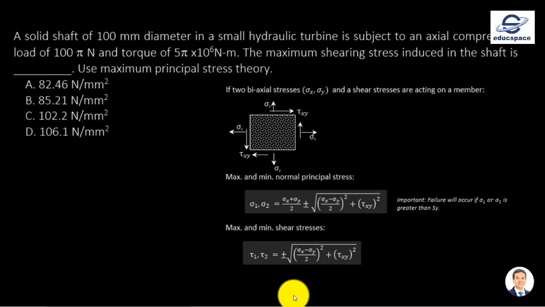Next problem, a solid shaft of 100 mm in diameter in a small hydraulic turbine is subject to an axial compressive load of 100 pi newtons and torque of 5 pi times 10 to the 6 newton meter. The maximum shearing stress induced in the shaft is blank. Use the maximum principal stress theory.